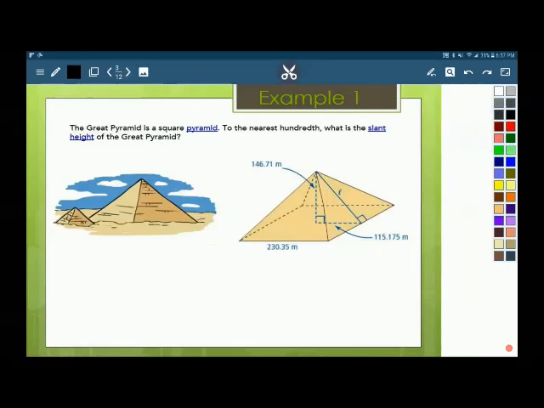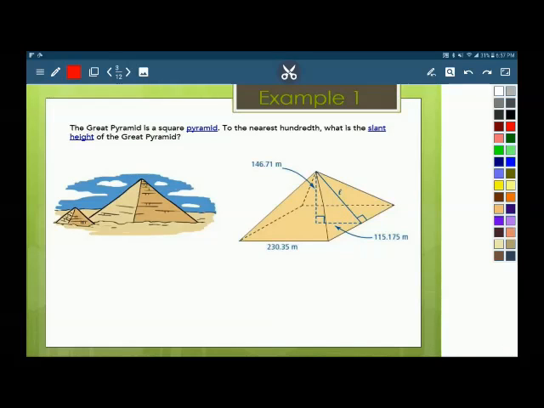So let's look at the first example. Some of what you're going to see is going to have to do with pyramids. The Great Pyramid is a square pyramid. Square pyramid meaning there is a square on the bottom. Even though it kind of looks like a diamond the way it is right now, since it's 3D, that's just the perspective. If you were to actually tilt the pyramid on its bottom, the bottom of the pyramid would look like a square. To the nearest hundredth, what is the slant height of the Great Pyramid?